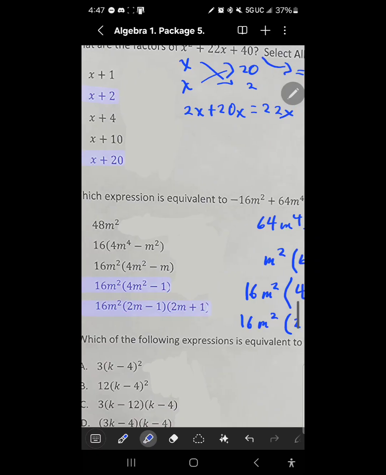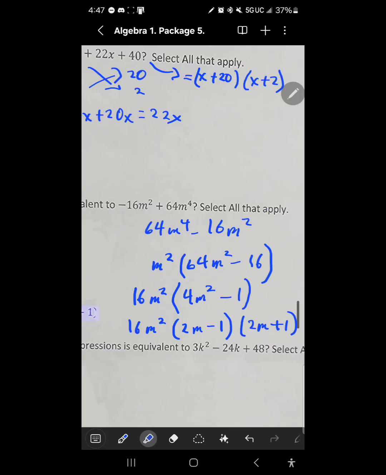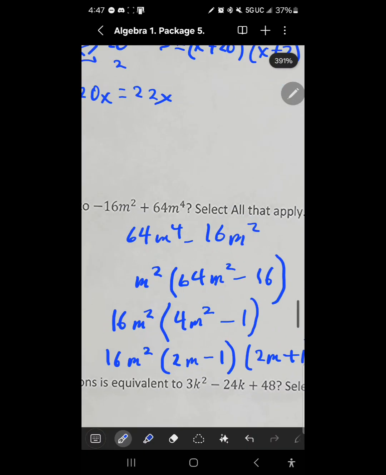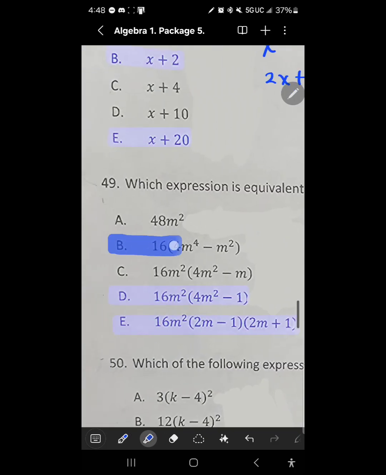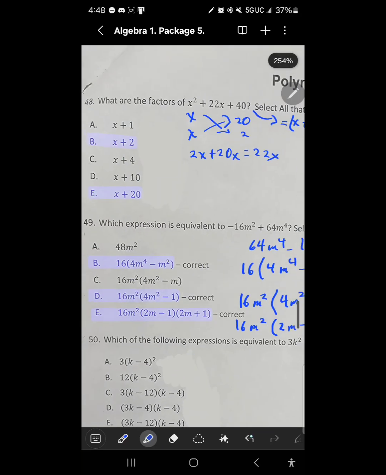And also, if we do it in another order, like here, instead of taking first the m squared, I take out first the 16. Say 16 m^4, like, oops. 64 divided by 16 is 4, so 4m^4 minus 16 divided by 16, which is just 1, so minus m squared, which is this option right here, and it's also valid. So it should be, yep.